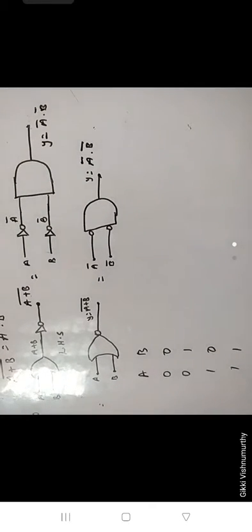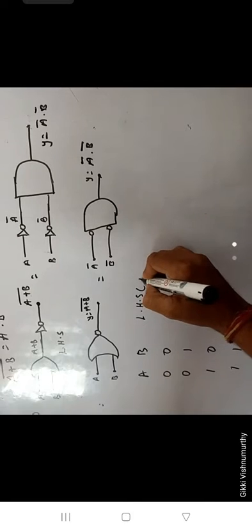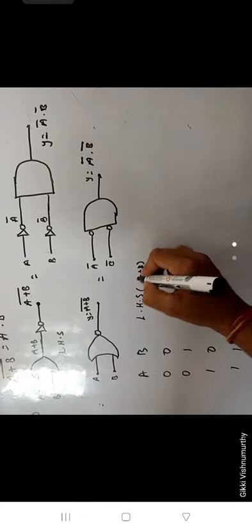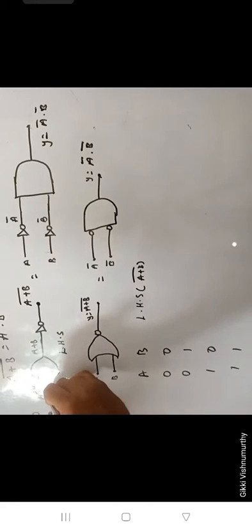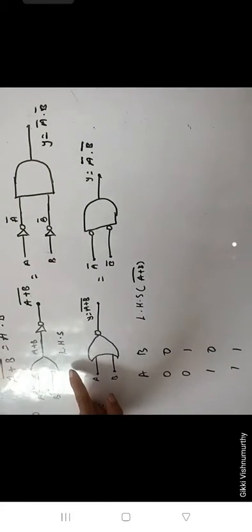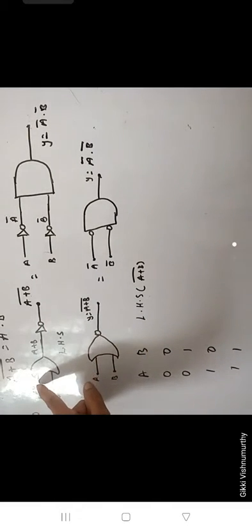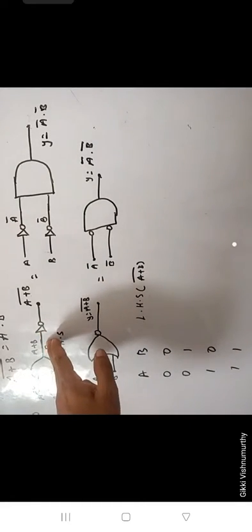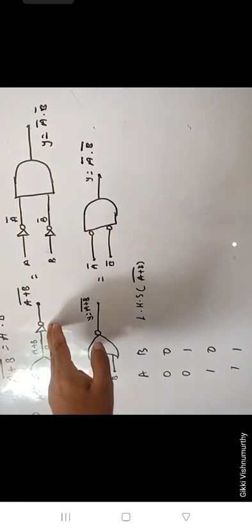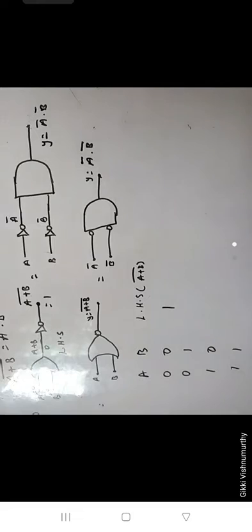Now we will check the LHS, that is (A + B) whole bar. We apply A equal to 0 and B equal to 0. For the OR gate, the inputs are 0, 0, then the output is equal to 0. Now this output is connected to the input of the NOT gate, then we have the output as 1. So this is the LHS.